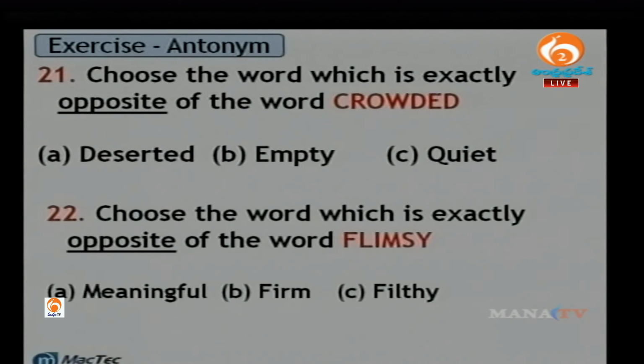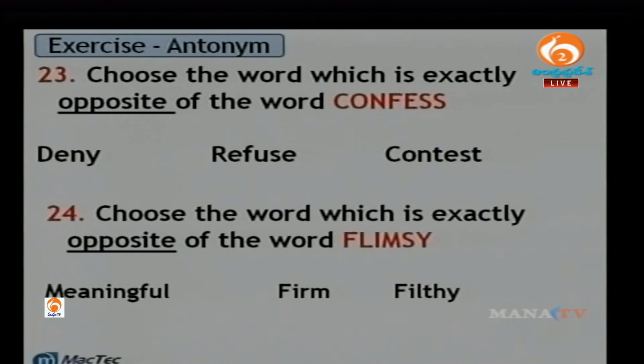Question number 22. Choose the word which is exactly opposite of the word flimsy. Meaningful, firm, filthy. So here we need to pick the opposite word. So flimsy's opposite word is meaningful. Flimsy means something which does not make any sense at all. So meaningful is the correct answer.